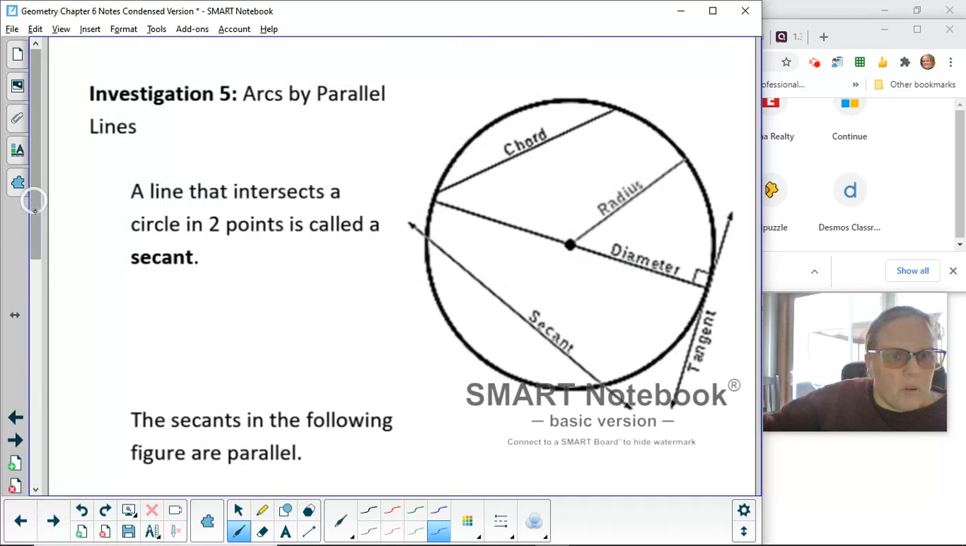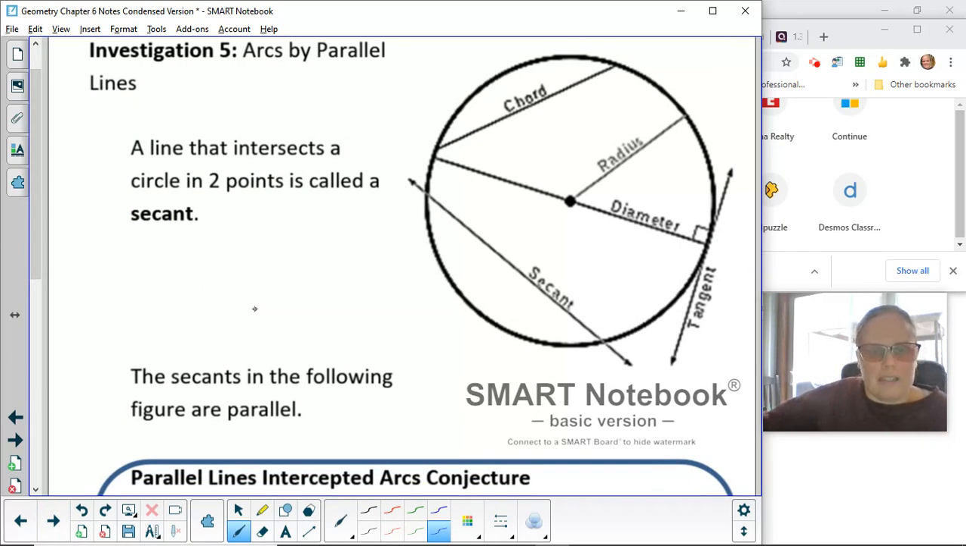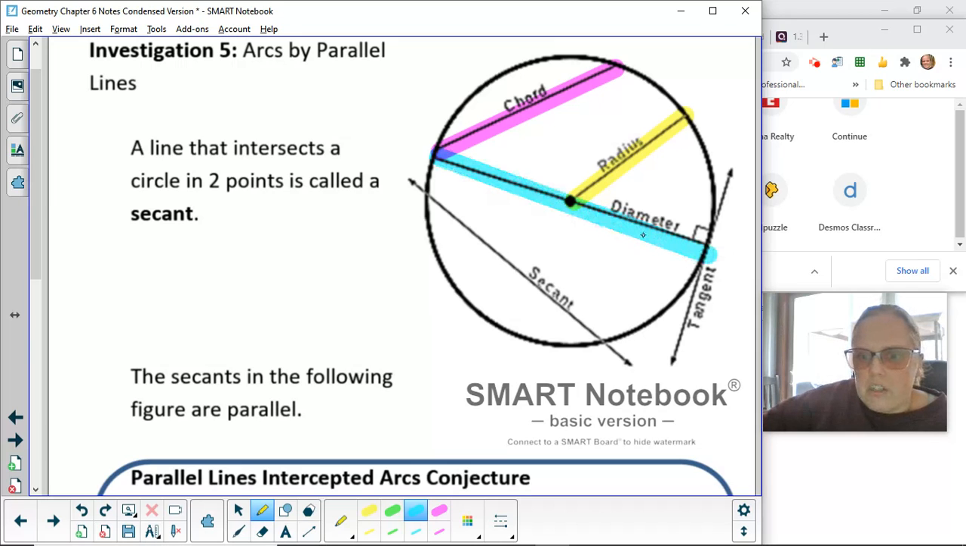Okay, investigation number 5, arcs by parallel lines. Grab a highlighter here. So we've talked about all of these words here. The first one we talked about was radius. That starts from the center and goes out to a point on the circle. Then we talked about chords next, I think. Those are segments as well, but they connect 2 points on the circle. Then we mentioned diameter, and a diameter is in fact a chord, but it just has to go through the center of the circle while it's connecting those 2 points on the circle.